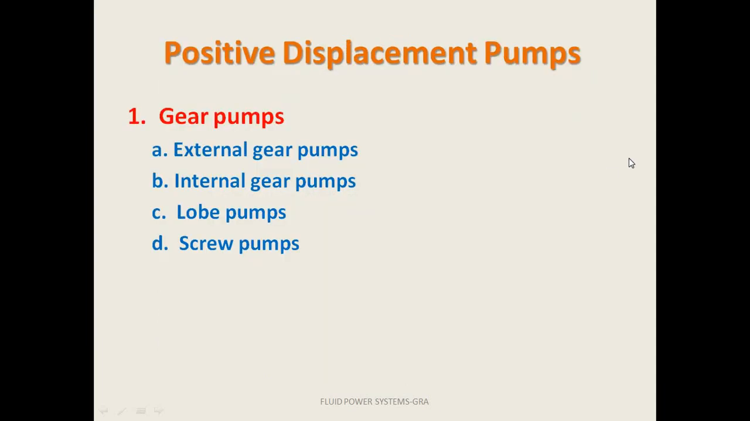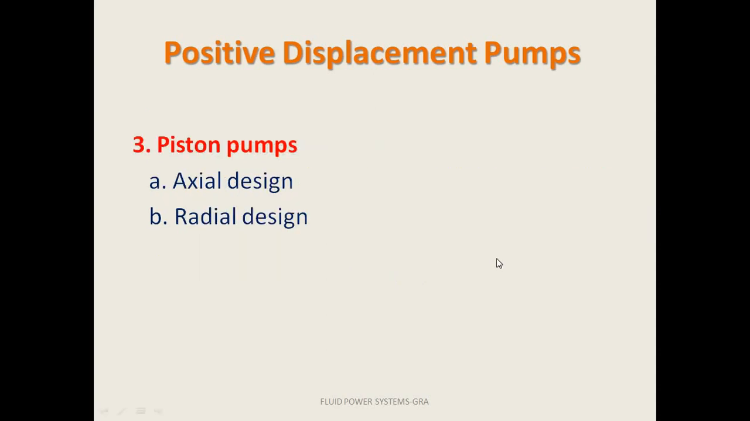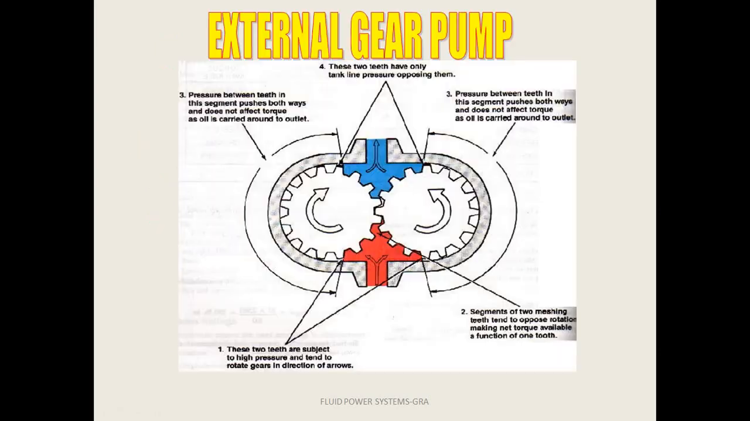Now, let us go through the classification of positive displacement pumps. First, we have gear pumps. In that we have 4 types: external gear pump, internal gear pump, lobe pump, and screw pump. Next we have the vane pump. In that we have 2 types: the unbalanced vane pump, which may be fixed or variable discharge, or variable displacement, and the balanced vane pump with fixed discharge only. The third type is the piston pump, which is categorized into 2 types: axial design and radial design.